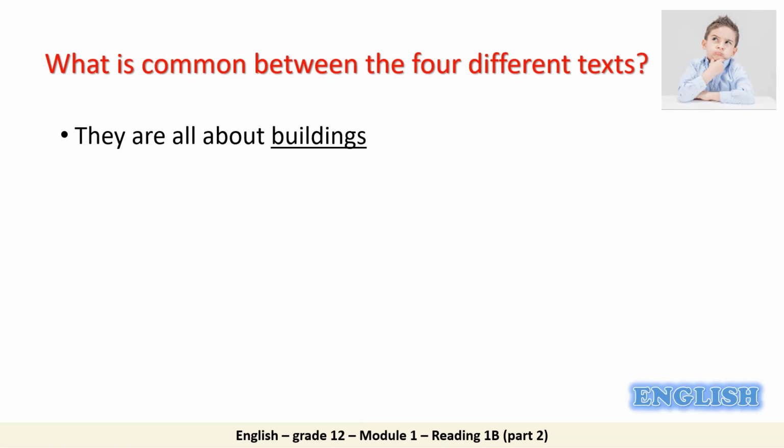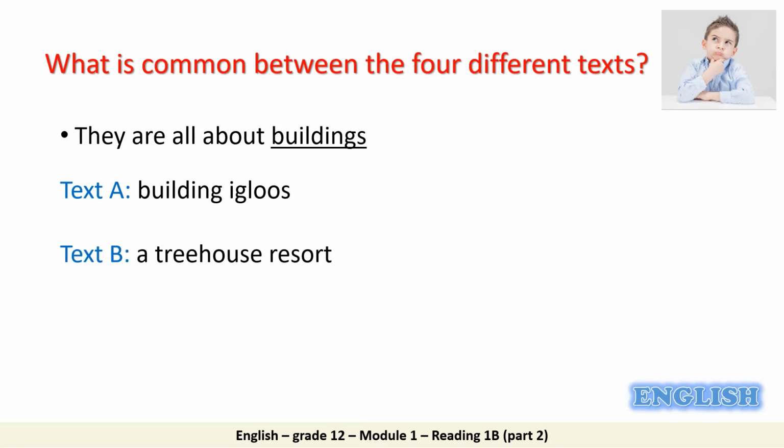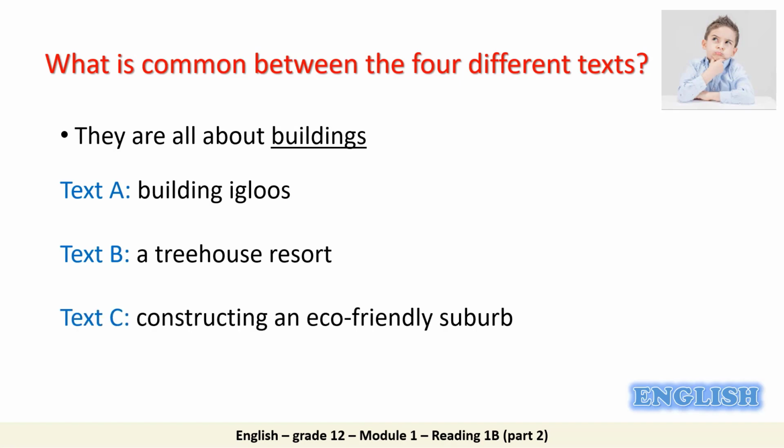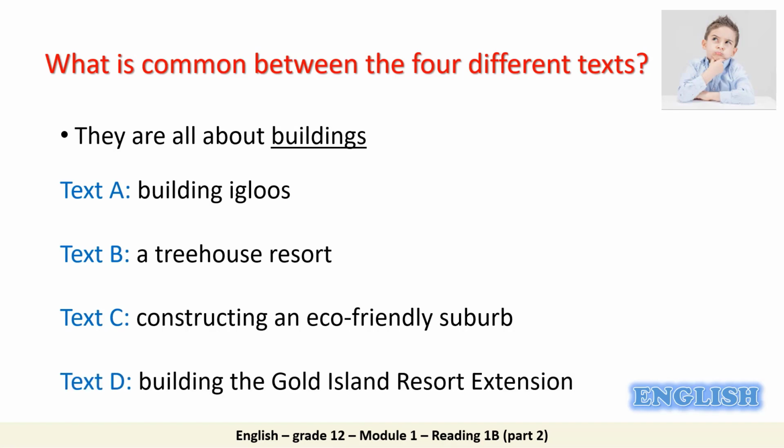Text A was about building igloos out of snow, which is a natural resource. Text B was about a treehouse resort in Tarangire in Tanzania. Text C was about constructing an eco-friendly suburb in Amsterdam, the capital of the Netherlands. And text D was about building the Gold Island Resort extension.